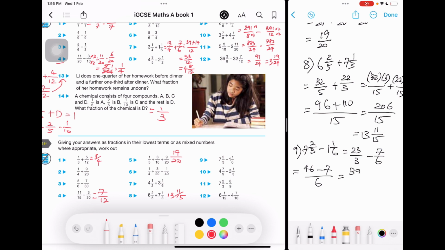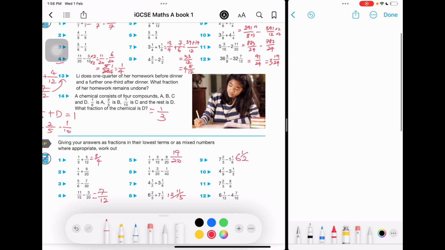This gives you 39 over 6, which you can cancel by 3 to give you 13 over 2. Therefore, 13 over 2, and you get a number of 6 1/2. Okay, so 6 1/2. Let's go on to number 12.